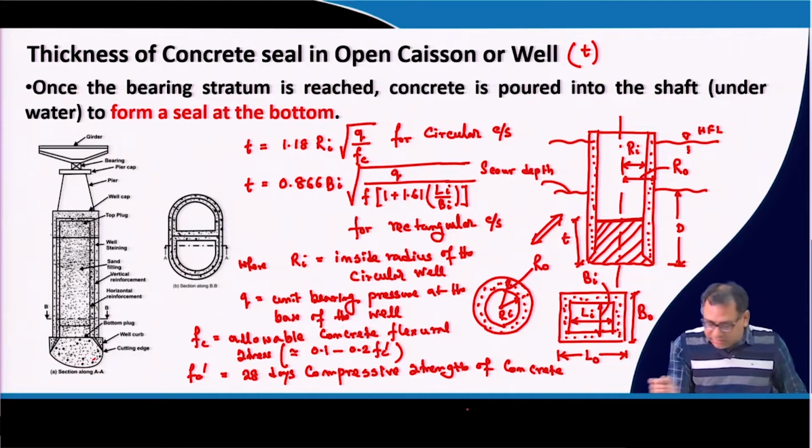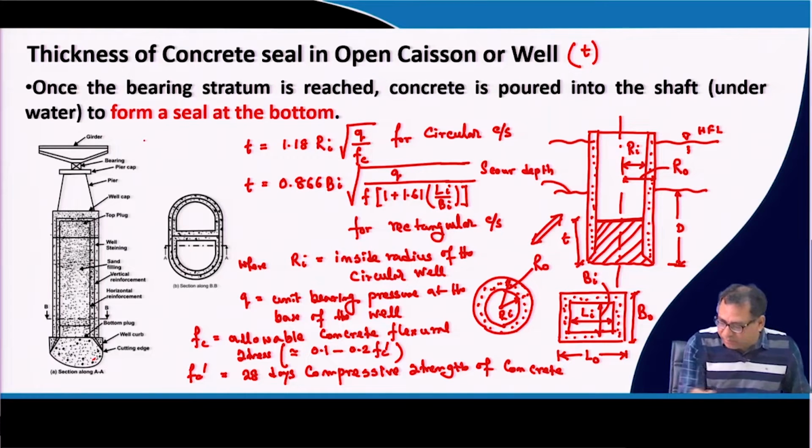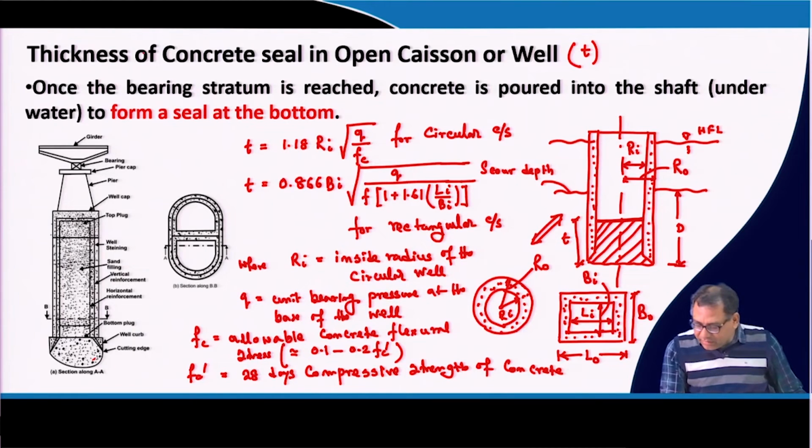So, here I can write one more thing, that Q is equal to... So, in this equation the Q is roughly the pressure which is acting at the base. So, what is the pressure which is acting at the base? The downward stress that is acting due to the concrete seal, and the upward stress which is acting due to the buoyancy force. Okay. So, the net stress which is acting at the base of this well, that is equal to Q.